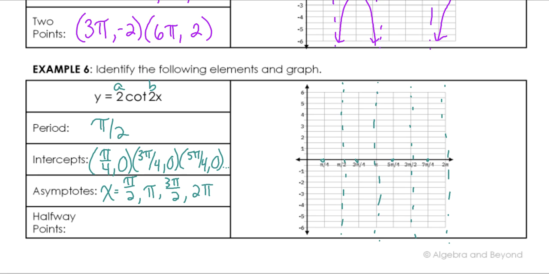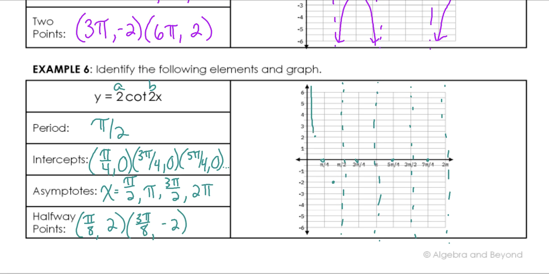So my halfway point, halfway between the beginning and pi over 4, that's pi over 8. So if I plug in pi over 8 and then use that A value, I know that it's at 2. So it's up here at 2. And halfway between the intercept and the next asymptote would be 3 pi over 8. And that one would be at -2. So that would be over there.